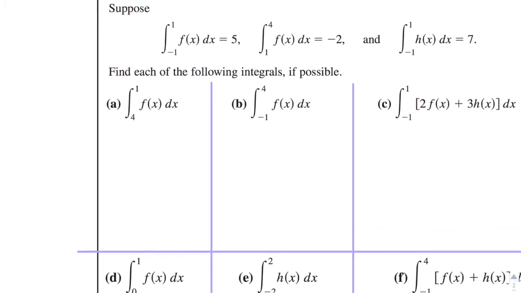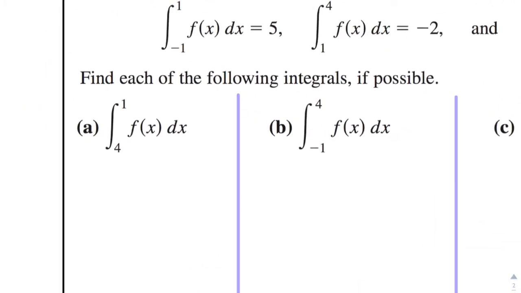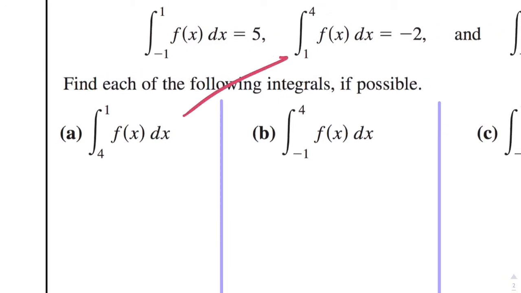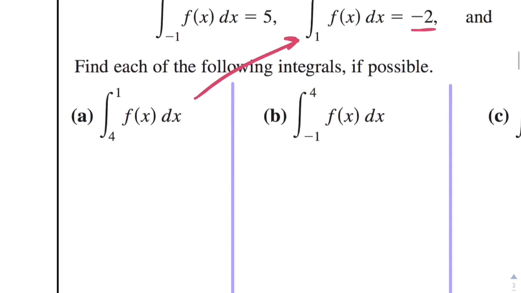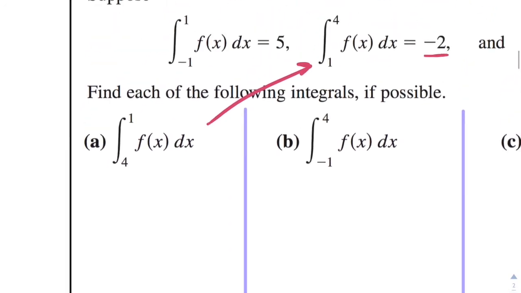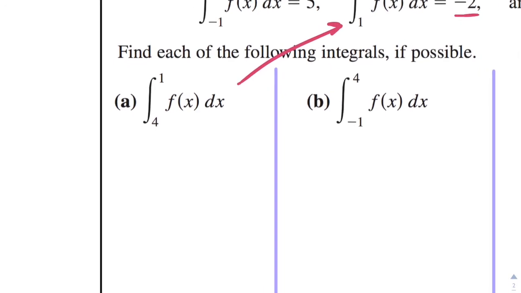Okay. The first one we have is the integral from 4 to 1 of my function. So I'm just going to use the substitution property. I want to substitute in 1 to 4, which I know has an area of -2. But I can't do that because I'm going from 4 to 1. So let me fix it so that I am going from 1 to 4. I'm going to rewrite 1 to 4, f of x dx.